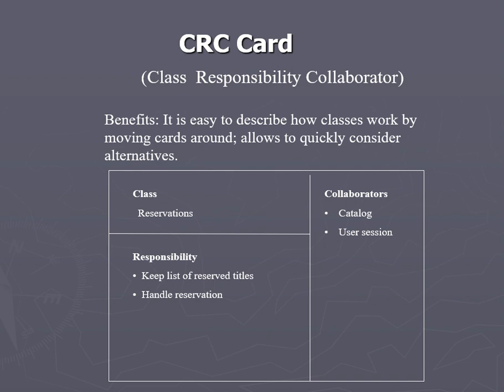It is easy to describe how classes work by moving cards around, allowing us to quickly consider alternatives. That is the class: reservation. What will be its responsibility? To keep a list of reserved titles and handle reservations. The collaborators are the catalog and user session.